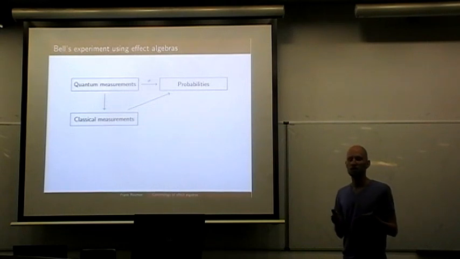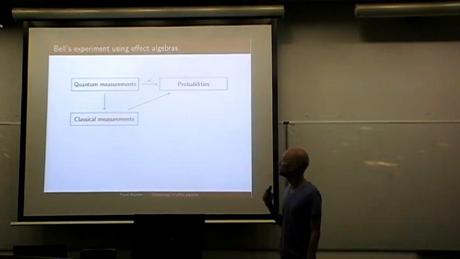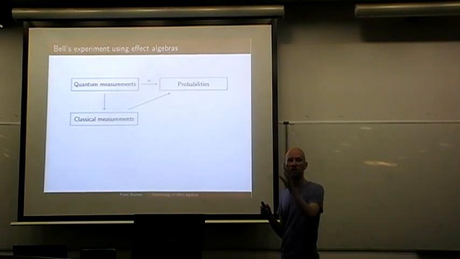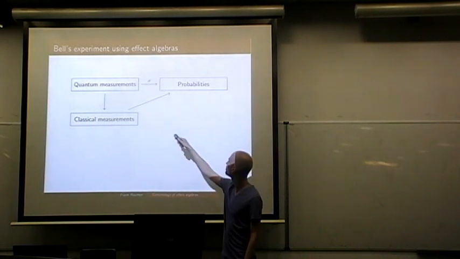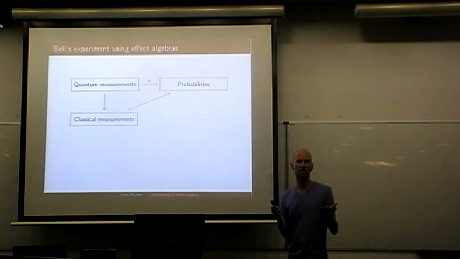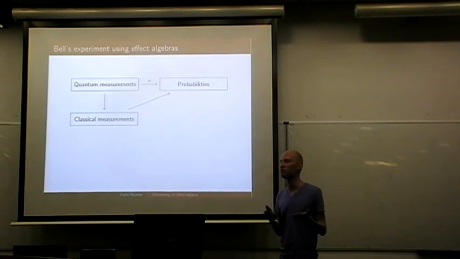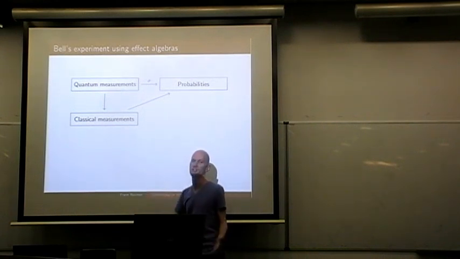Another nice thing about effect algebras is that we can model the Bell experiments in this terminology. What we actually do in the Bell experiment is to assign a probability to each quantum measurement. So Alice chooses a measurement, Bob chooses a measurement, and this gives a certain probability. So informally we have a map from quantum measurements to probabilities, and this map I will call sigma. And then we ask whether this can also be realized using classical measurements. This classical measurement is like a kind of hidden variable for your model.